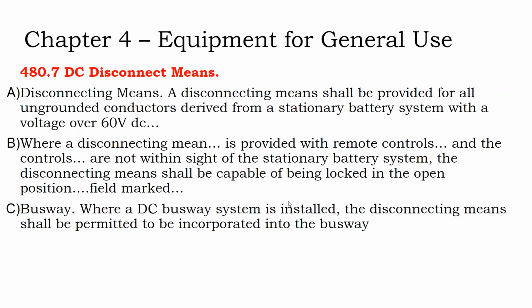Where a disconnect is remote controlled, and those remote controls are not within sight of the battery, like a push button on the wall that you can see, but some remote control on your cell phone that you can't see in the room, then the disconnecting means needs to be lockable. So they don't want a maintenance person disconnecting the battery bank and then some remote monitor being like, "Oh, that weird disconnect is open, I'm just going to shut it," with a remote control, while someone's working on the battery bank.